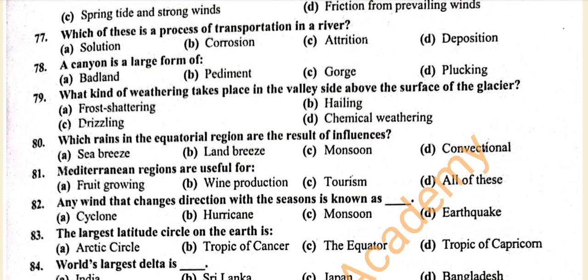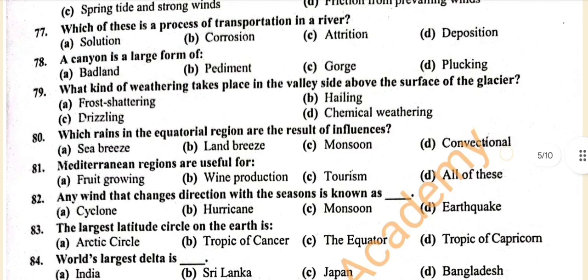Question number 78. A canyon is a large form of: A. Badland, B. Pediment, C. Gorge, D. Plucking. And the correct answer is C. Gorge.